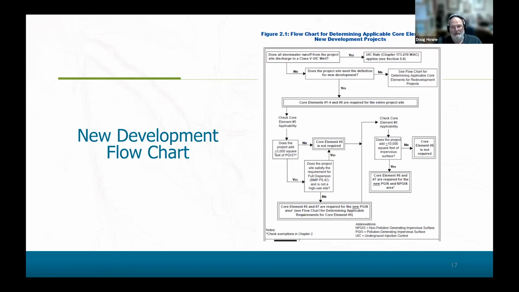Are we following the UIC rule? And if we're following the UIC rule, we follow the UIC rule. Or are we not following the UIC rule? And if that's the case, then we are following the core elements, and we are following only the core elements. And that's a big piece when we start getting into determining runoff treatment.